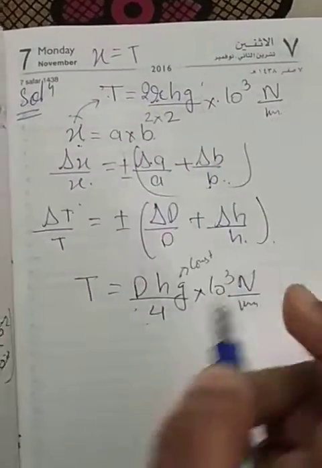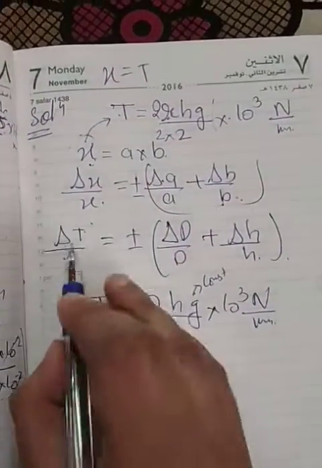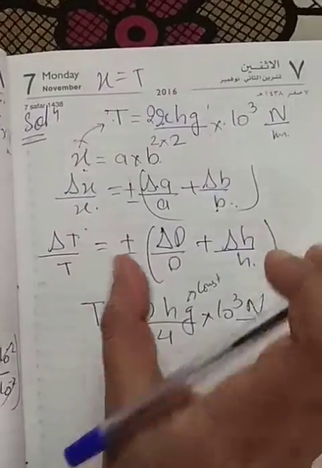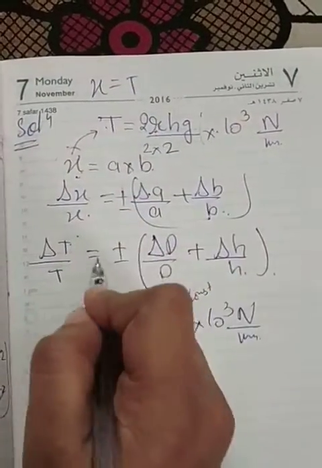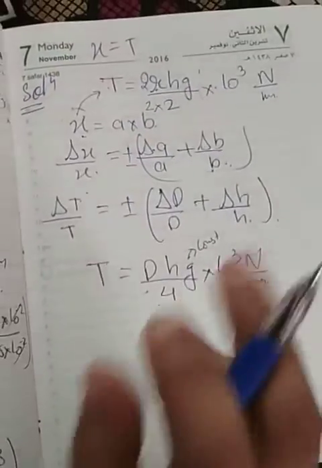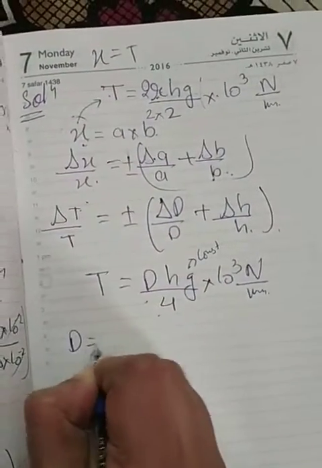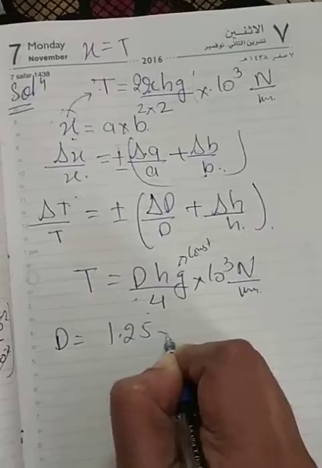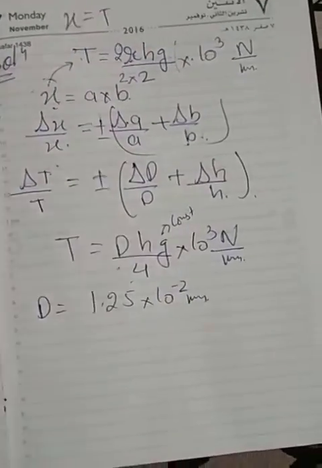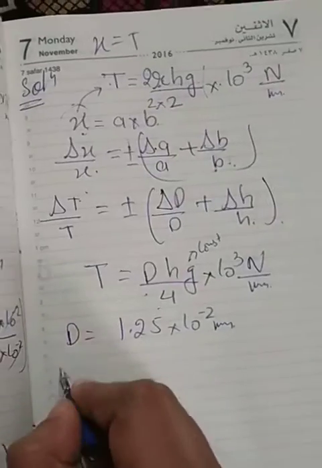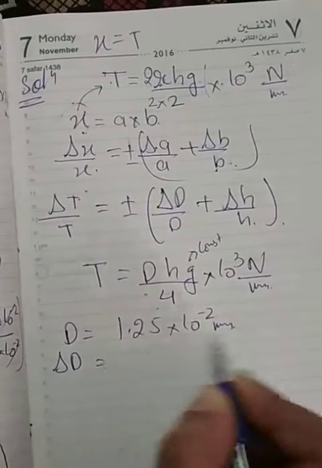Okay, now students, one more thing, this is the error. If you want percentage, since the question asks in percentage, just multiply by 100. One more thing, in the question they have given d is equal to 1.25 into 10 to the power minus 2 meter, correct? They have not given us delta d.